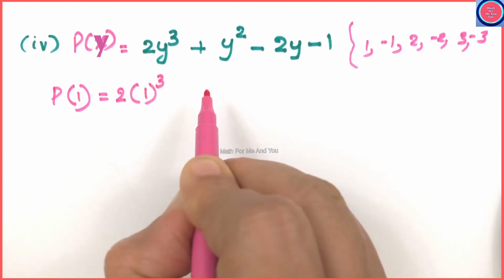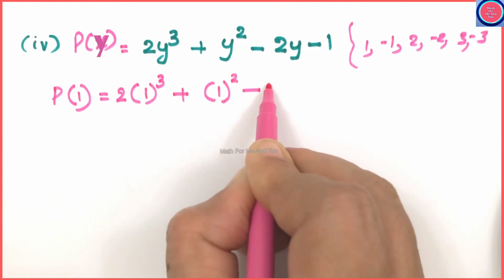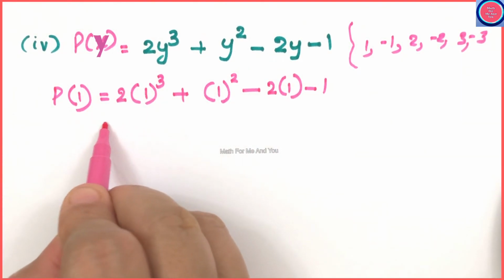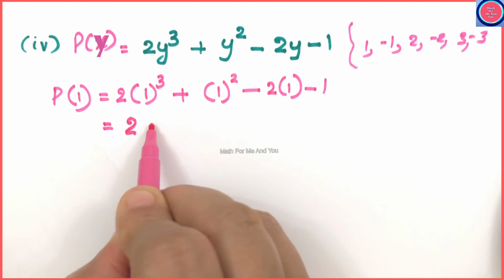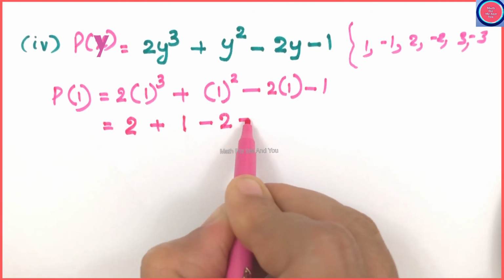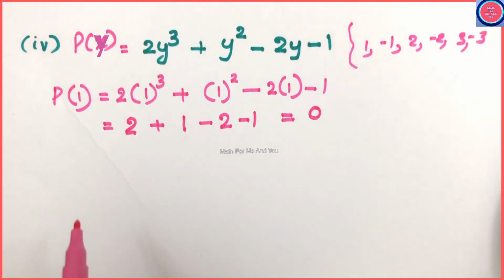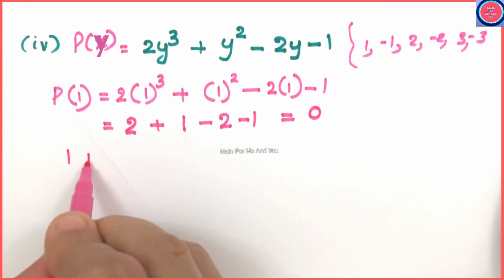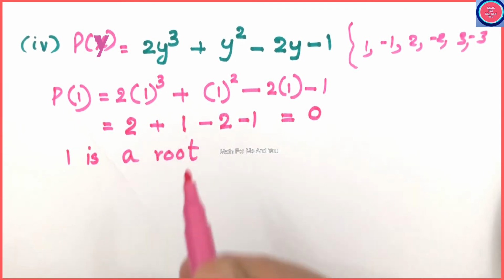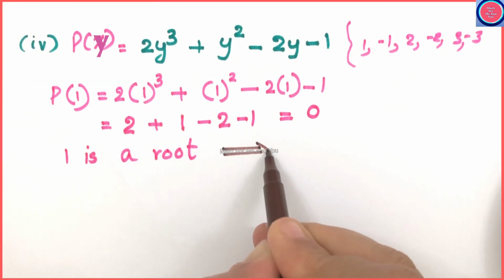So we get 2 times 1 cube plus 1 square minus 2 times 1 minus 1. Find the value. 2 times 1 cube is 2 plus 1 square is 1 minus 2 times 1 is minus 2 minus 1. Plus 2 minus 2 we can cancel. 1 minus 1 cancel. So we get here 0, the answer. P of 1 equals 0 means 1 is a root of this polynomial. Now we can write the factor. What is the factor? Y minus 1.